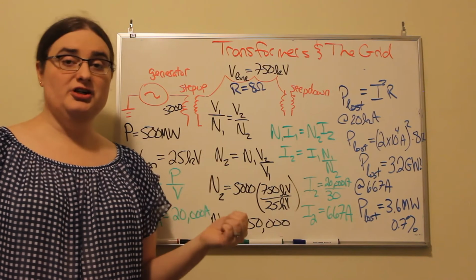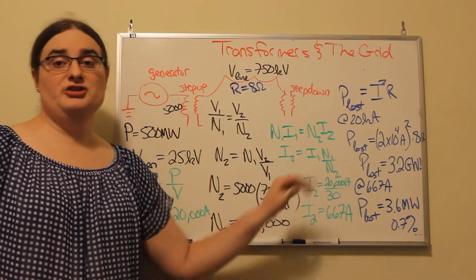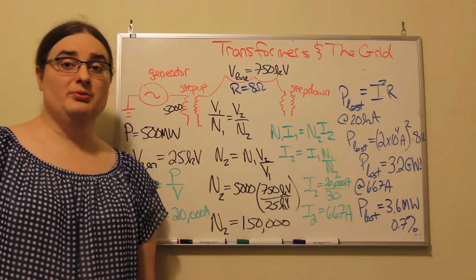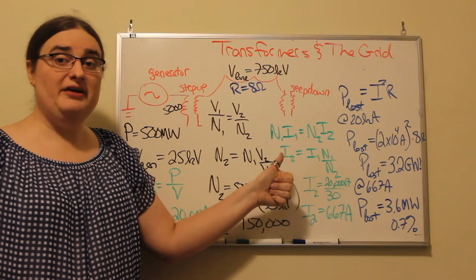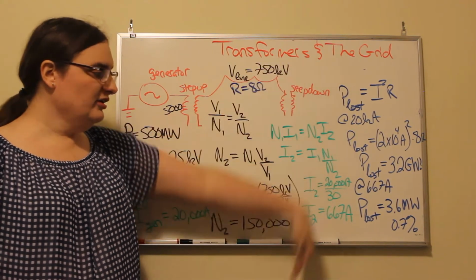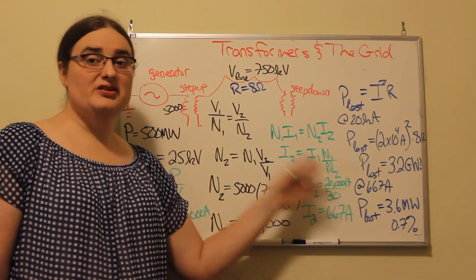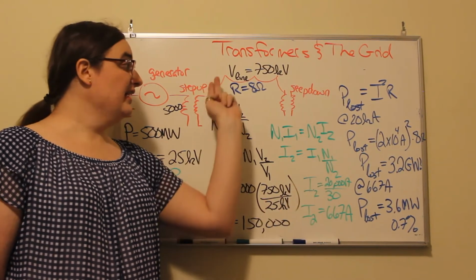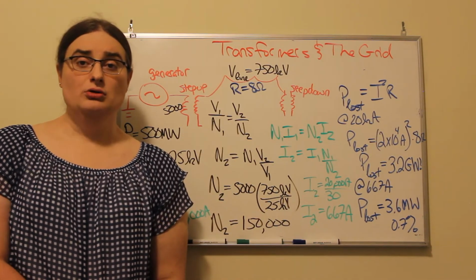So our output current would be our input current times our input number of turns divided by our output number of turns. So that means that if our voltage goes up by a factor of 30, our current goes down by a factor of 30. And 20,000 amps divided by 30 means I'd have 667 amps going through the transmission line.